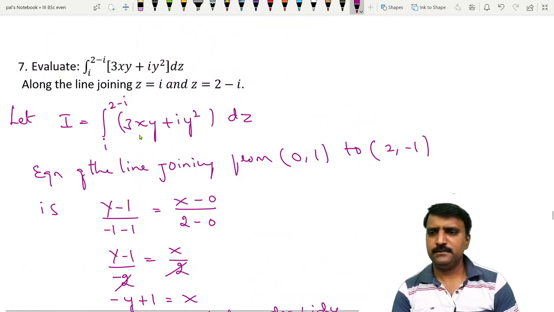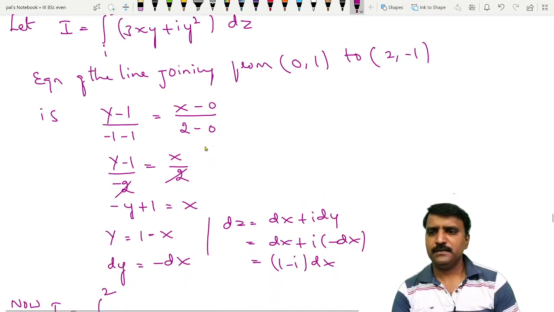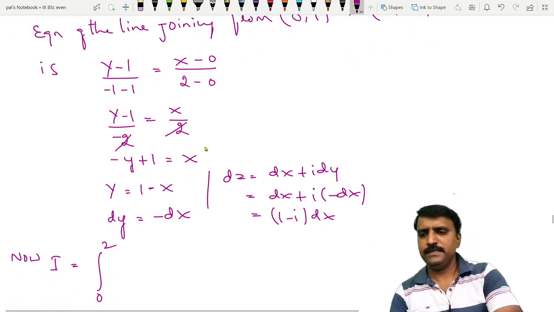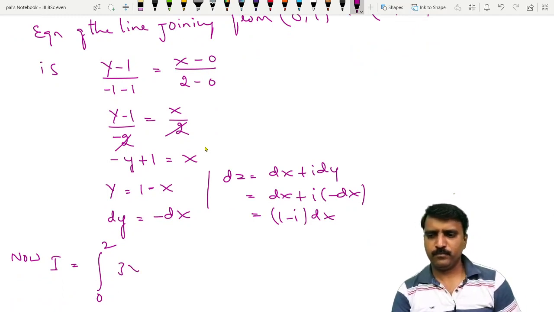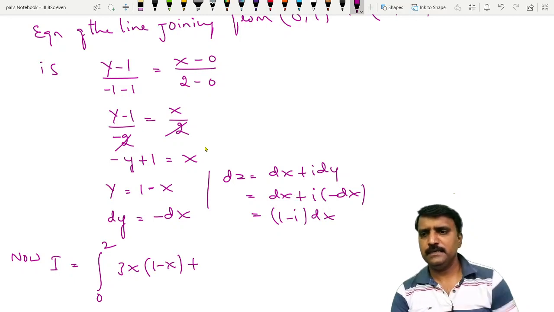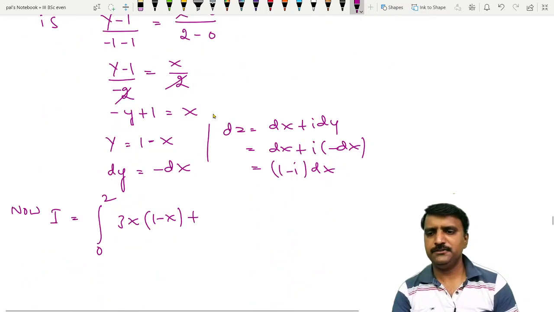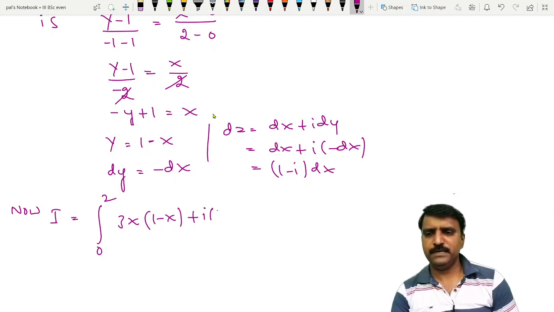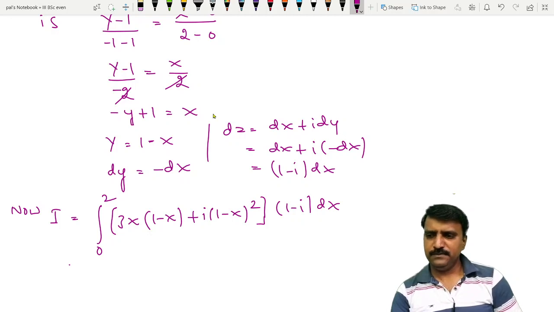So you write this 3xy plus iy square. What is y here? y is 1 minus x. So 3xy plus i into y square, where y is 1 minus x, that squared. This is into dz, and dz is 1 minus i into dx, which is equal to the integration from 0 to 2.